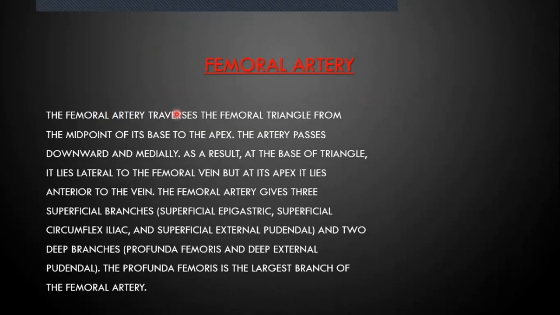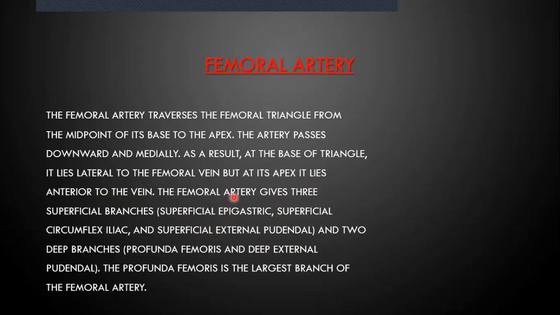Now the femoral artery. The femoral artery traverses the femoral triangle from the midpoint of its base to the apex, and the artery passes downward and medially. As a result, at the base of the triangle, it lies lateral to the femoral vein, but at the apex, it lies anterior to the vein. Then the femoral artery gives 3 superficial branches: superficial epigastric, superficial circumflex iliac artery, superficial external pudendal artery, and also gives 2 deep branches: the profunda femoris or the deep femoris artery and the deep external pudendal artery.